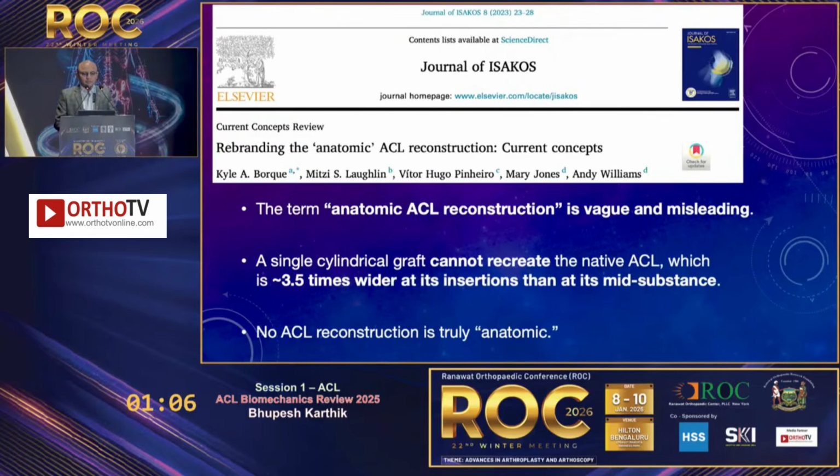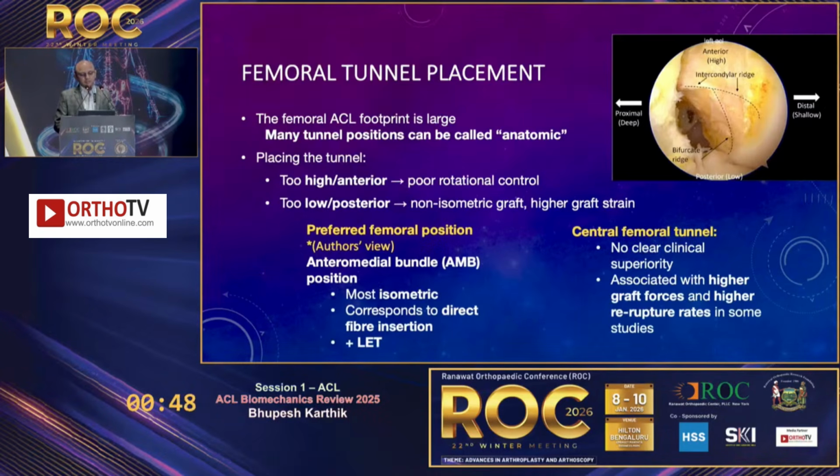The newer paper in 2023 by Andy Williams and Boak showed that anatomical ACL reconstruction is an overused term because the insertion sites are 3.5 times wider than the mid-substance, and no ACL reconstruction is truly anatomical. So we know that too high an anterior femoral tunnel will give poor rotational control, and too low and posterior a tunnel will give a non-isometric graft. So the authors preferred a femoral position more towards the isometric point in the AM bundle, and for rotational stability, one can always add an LET.